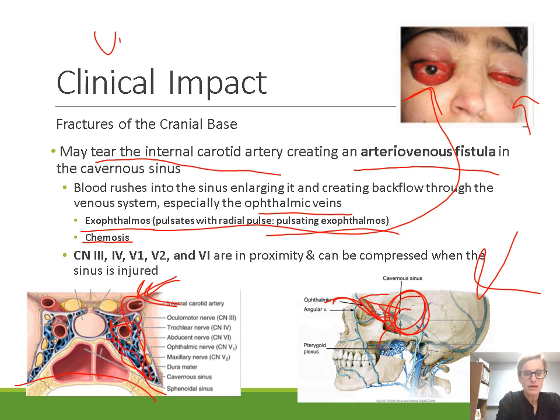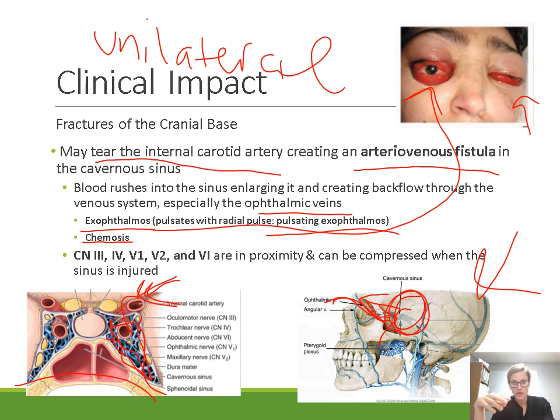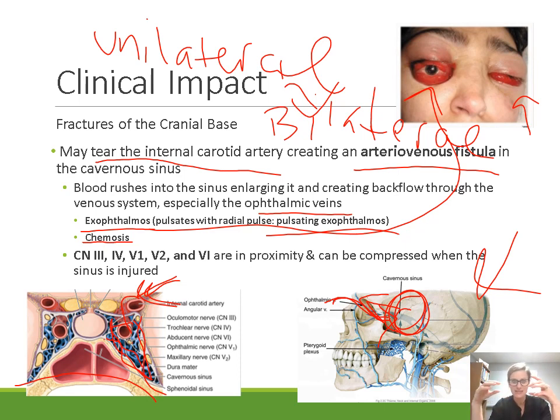This starts as being a unilateral problem. Typically there's some sort of a fracture. Typically, it doesn't tear both of the internal carotid arteries, it'll tear one of them. So it starts as being a unilateral problem, but that progresses to bilateral. And the reason for that is, remember, the cavernous sinuses are connected to each other. They're intercavernous sinuses, the little vessels that interconnect the two cavernous sinuses. So if there's a bunch of blood building up in this one over here, it's going to go through the intercavernous sinus and build up over here as well. So that's a good sign. It starts on one side and then the other side starts to progress as well.